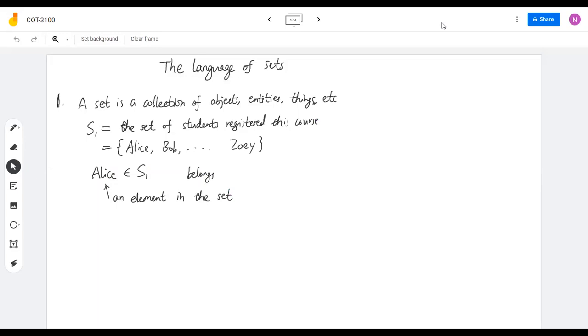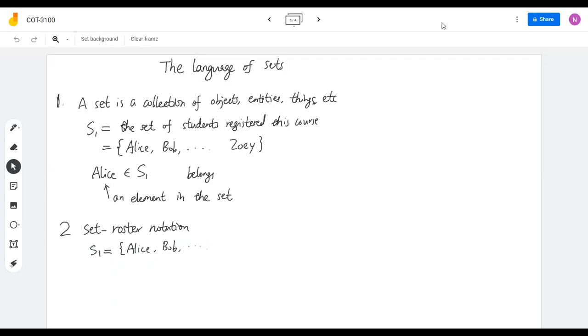Okay. So how do we denote a set? How do we represent the set? The simplest way to represent it is called set roster notation. For set roster notation, we simply list all the elements in the set. Okay. For example, I just say S1 equals {Alice, Bob, and so on and so forth}.